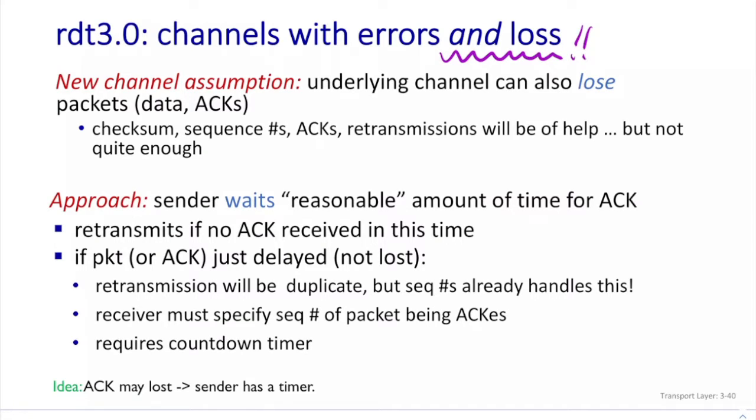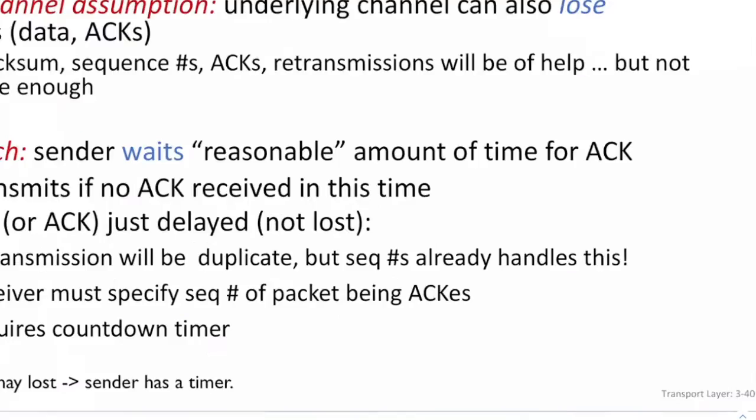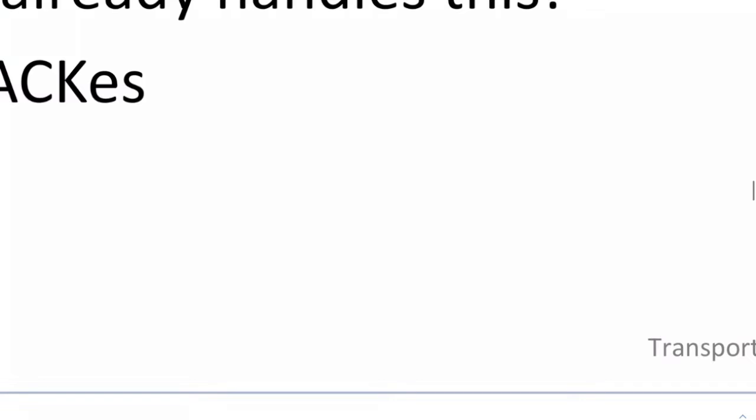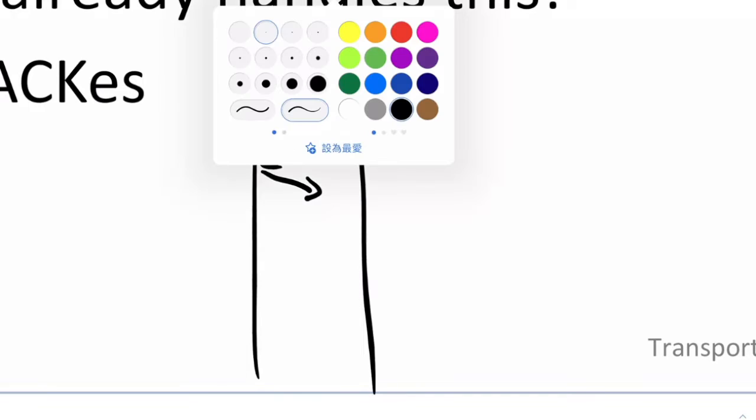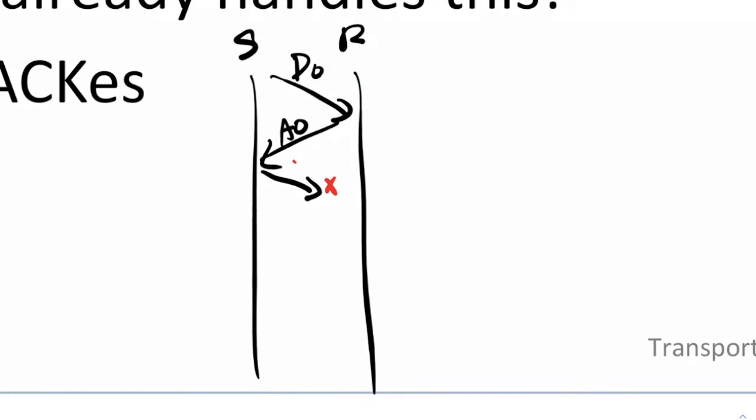But in RDT 3.0, when the sender sends a packet, right here, this packet D1 might never arrive at the receiver because the packet might get lost.